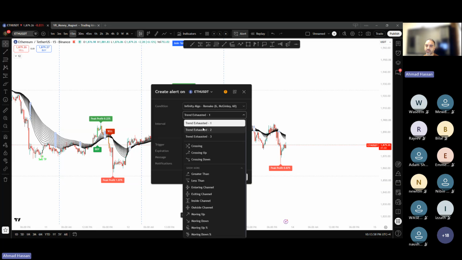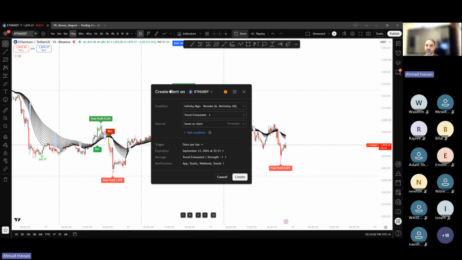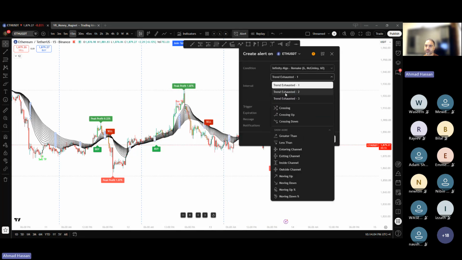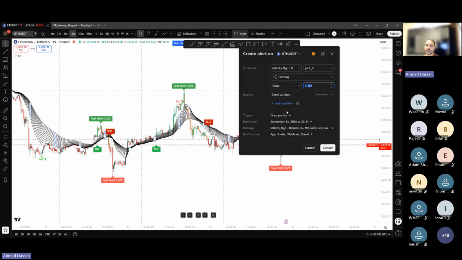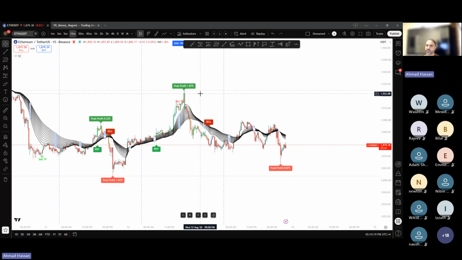trend exhausted number 1, 2, 3. So you ask for whichever settings you want. For example, sell trend exhaust number 1, number 2, number 3, or crossing the bars, whichever you want to see. Based on that, you can do it. Yes, it is possible. It will create links and show you as well. But you need to have, I think, a paid TradingView. You will not get it with a normal one.